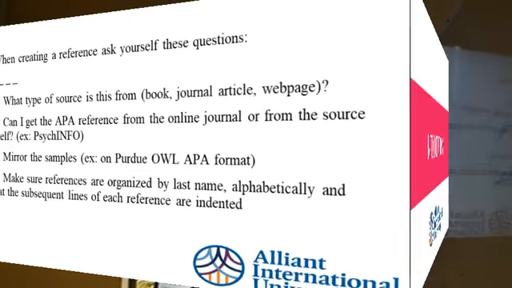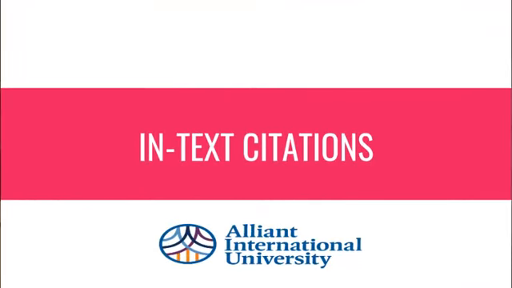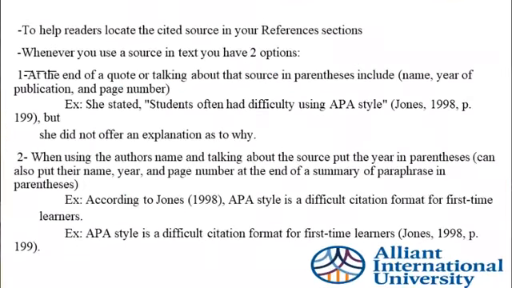Okay, so in-text citations. The purpose of these in-text citations is so that any information that is written in an article that is not of your knowledge, you're able to cite where that statement came from. You want to help readers locate the cited source. So you have 2 options.